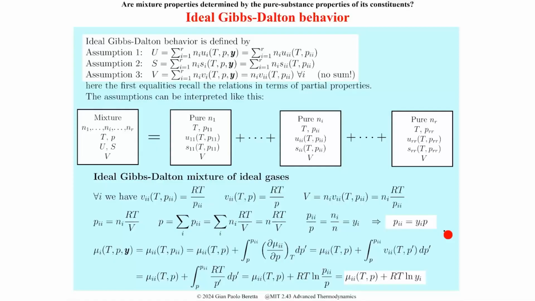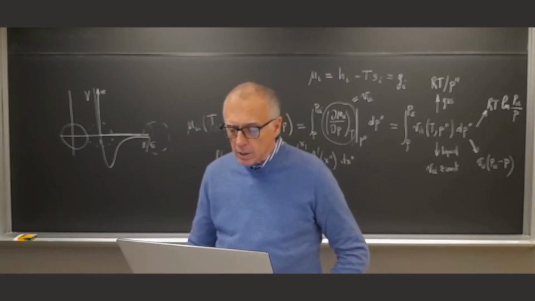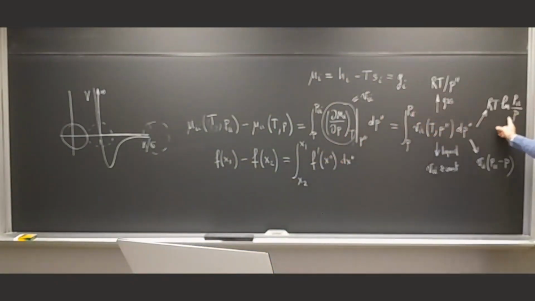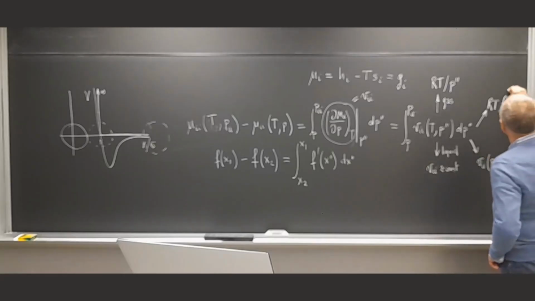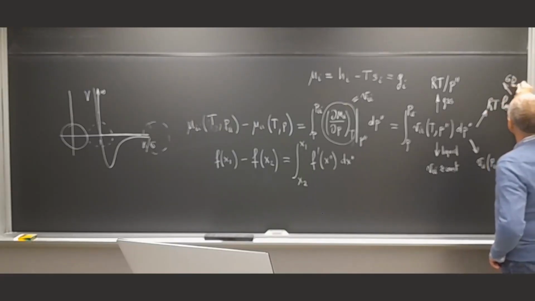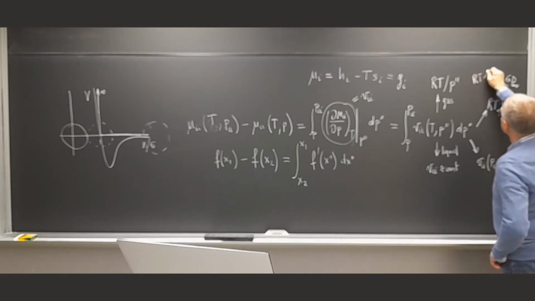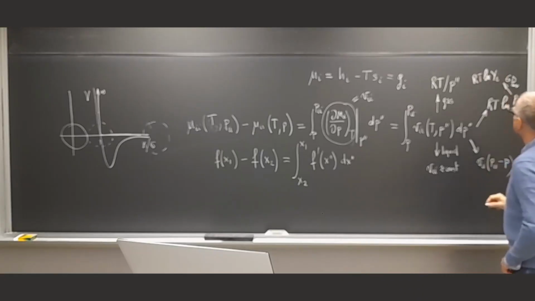And this relation, if we put it in this relation that we have derived before, so P_i over P becomes, in the limit of a Gibbs-Dalton mixture, that is the mole fraction. So this is RT, the logarithm of the mole fraction.